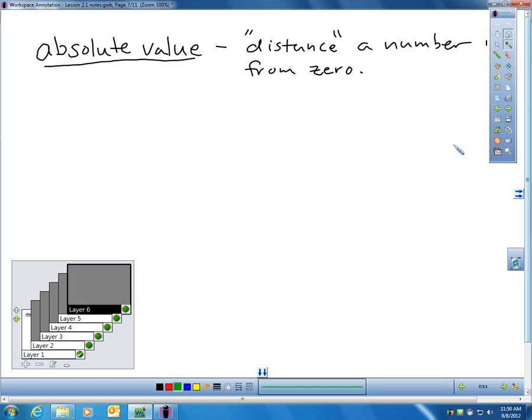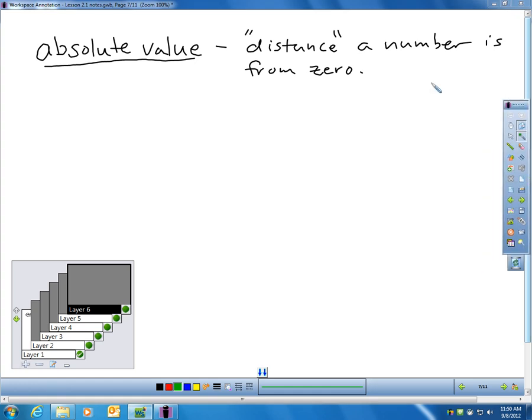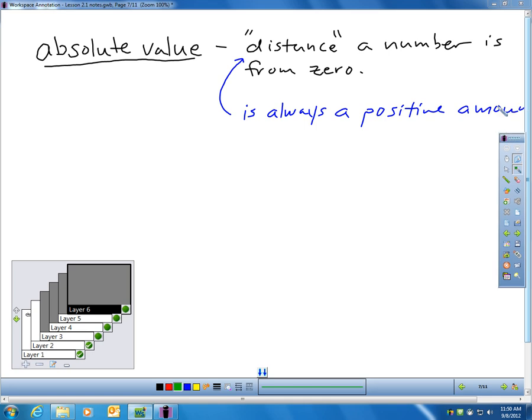Okay, go back to page number 66. Let's talk about absolute value. I know this is a review for most of you. This is something that would have been covered in 7th and 8th grade in your classes. Absolute value means the distance a number is from 0. It's always a positive amount. Distance is always positive.